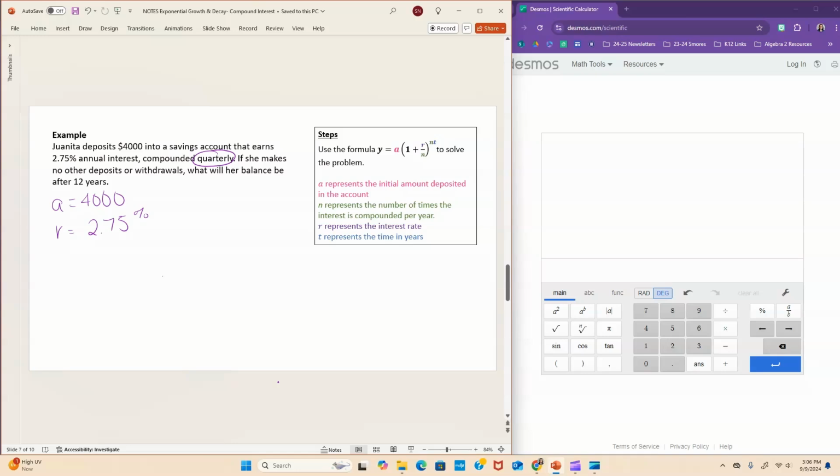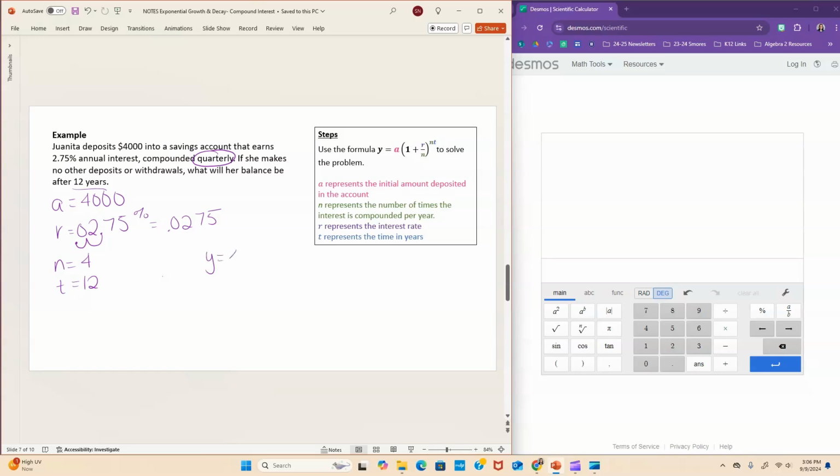Remember, we need to go ahead and convert this to a decimal. Even though there's a decimal originally in it, remember, this is still a percentage. So we need to move the decimal 2 places to the left. So this is now going to turn into 0.0275 when we plug it into our problem. And so it says compounded quarterly, which means n is going to equal 4. And then it says 12 years, so t is going to equal 12. So now let's plug everything into our formula.